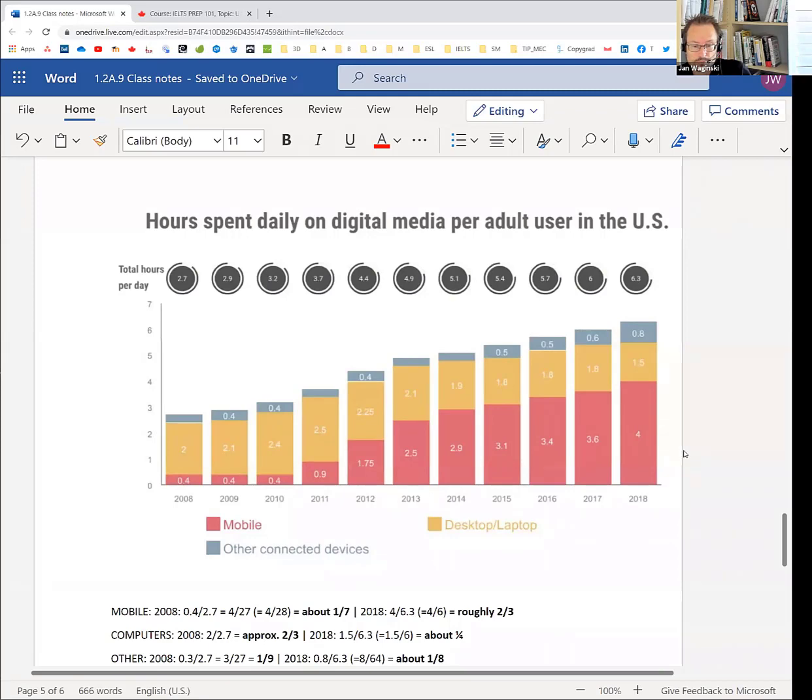The time spent on mobile devices has increased during a decade, from 1/7 to roughly 2/3 over the time period, we can say. The mobile use by the US adult population has increased from 2008 to 2018, from 1/7 to roughly 2/3.